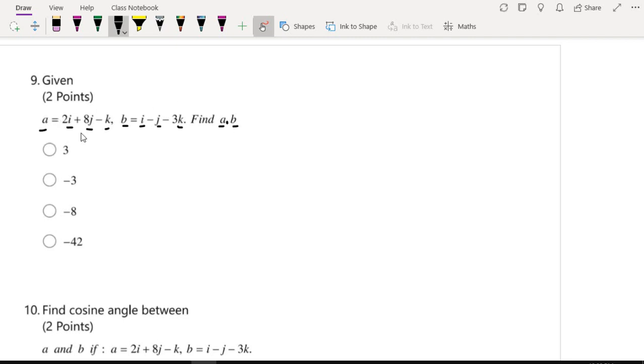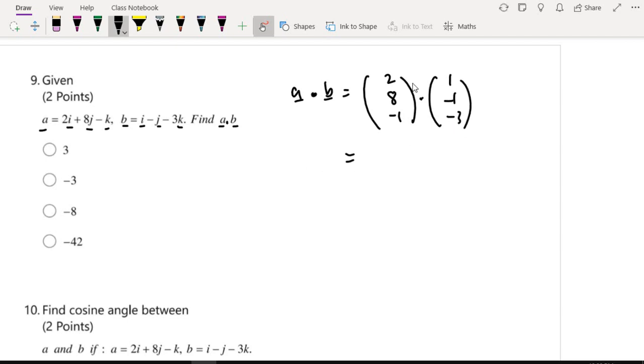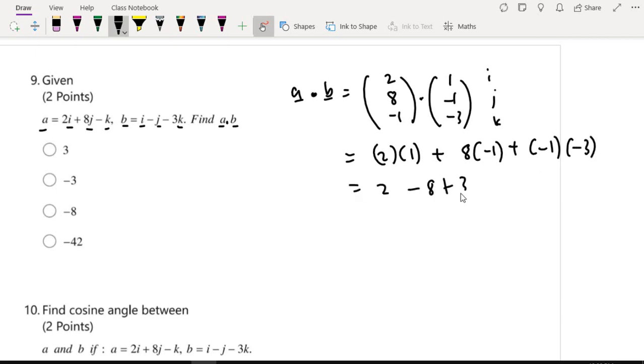Okay, given vector A equals 2i plus 8j minus k, vector B equals i minus j minus 3k, find A dot B. Change to matrix form: 2, 8, negative 1 dot 1, negative 1, negative 3. Okay. And then same like before, component i times component i, component j times component j, plus component k times component k. And 2 minus 8 plus 3. Answer is negative 3. Okay.